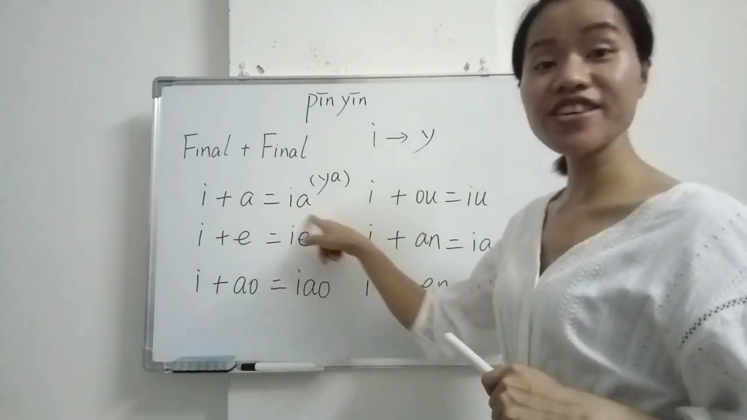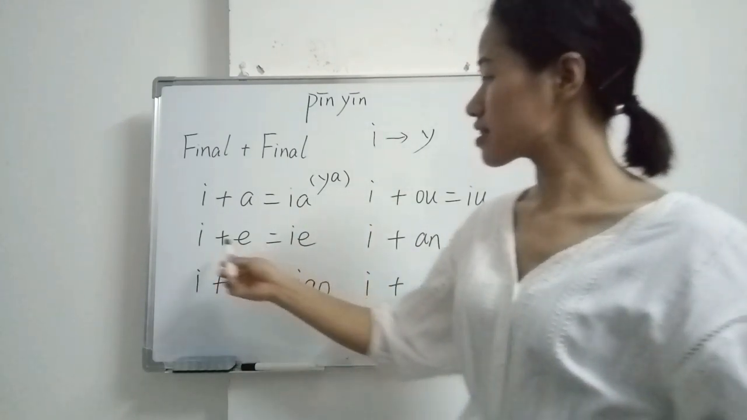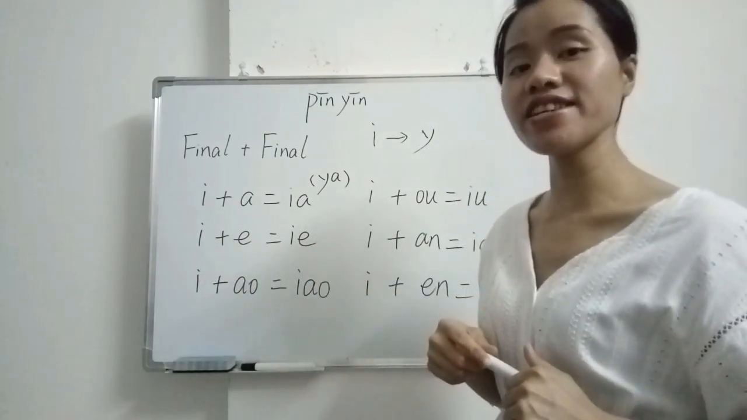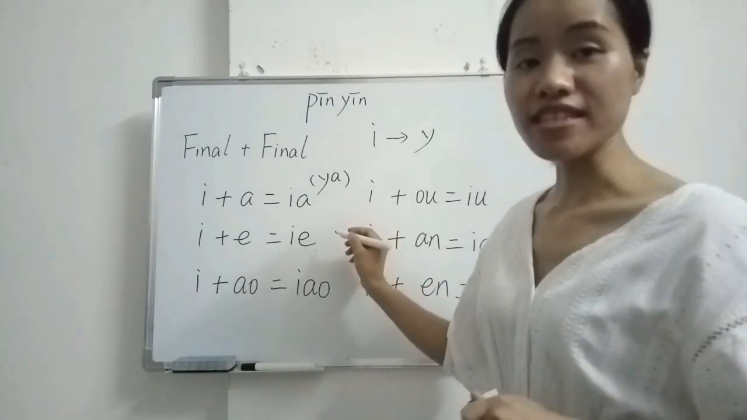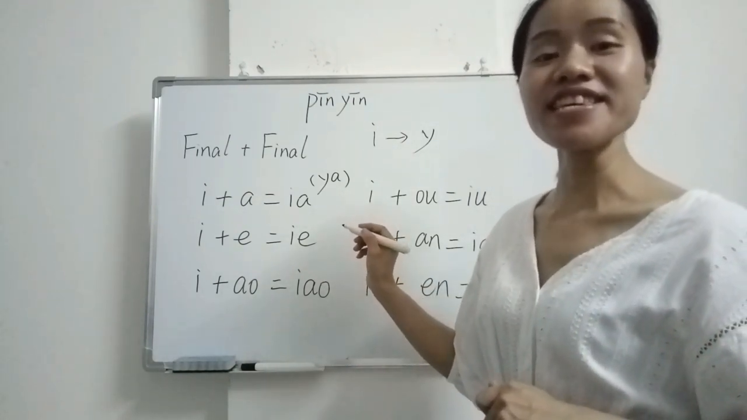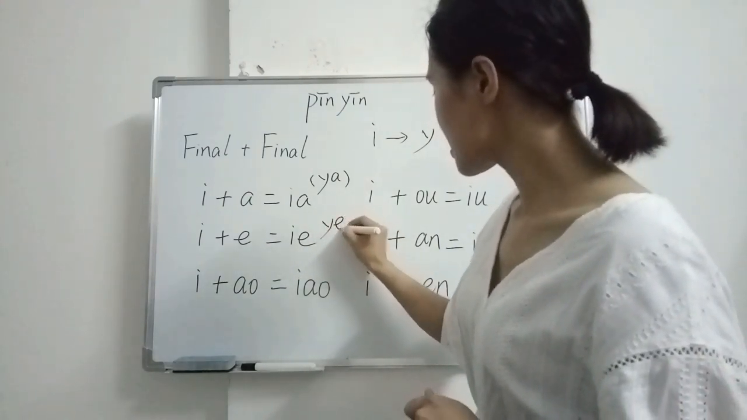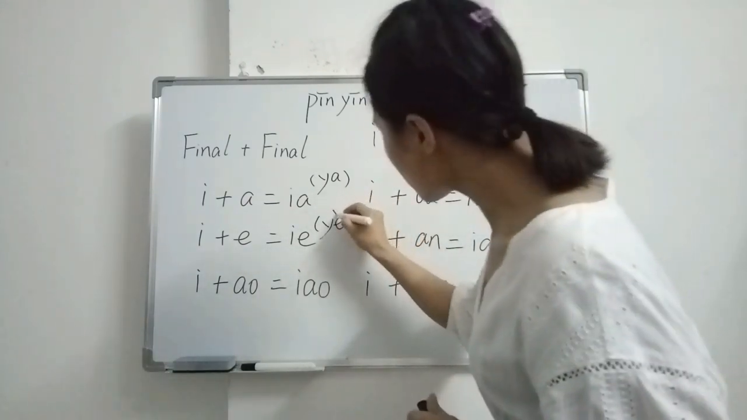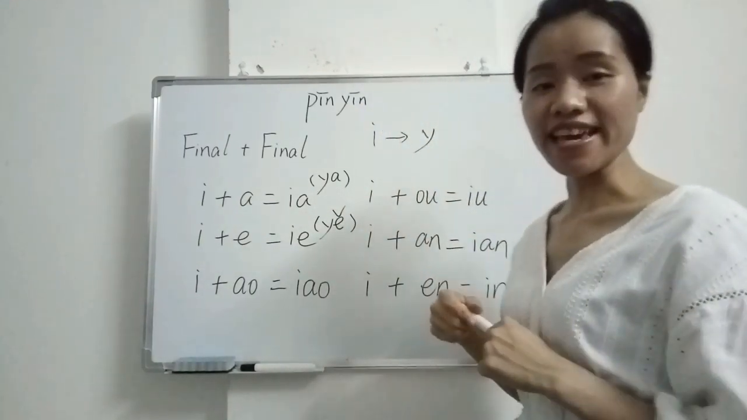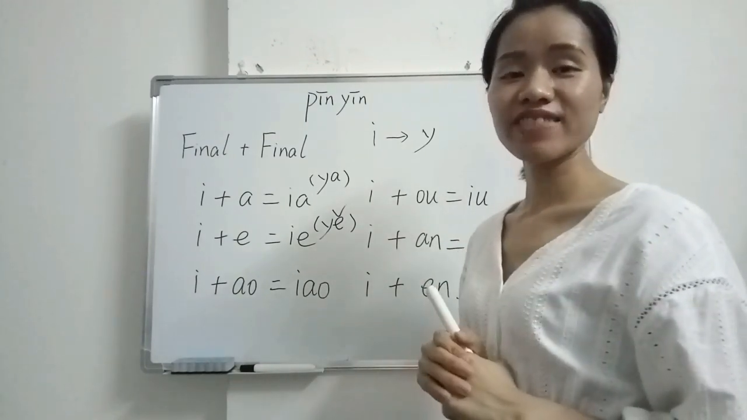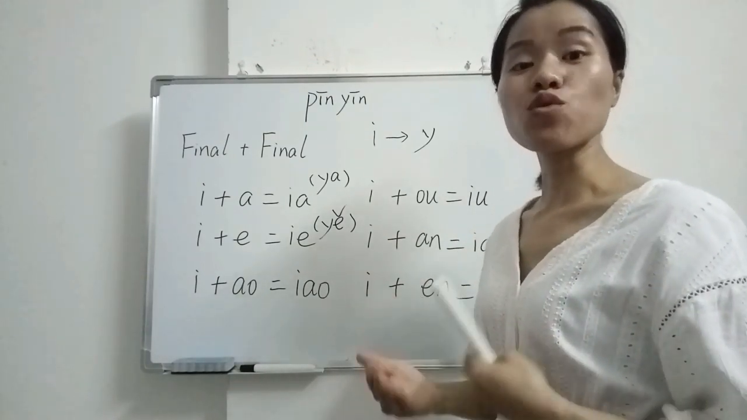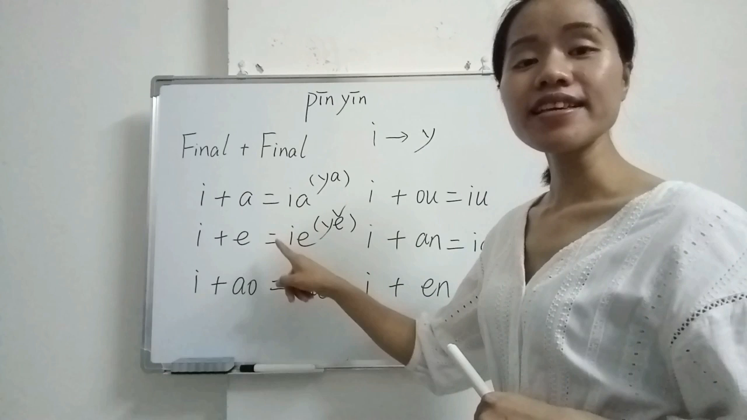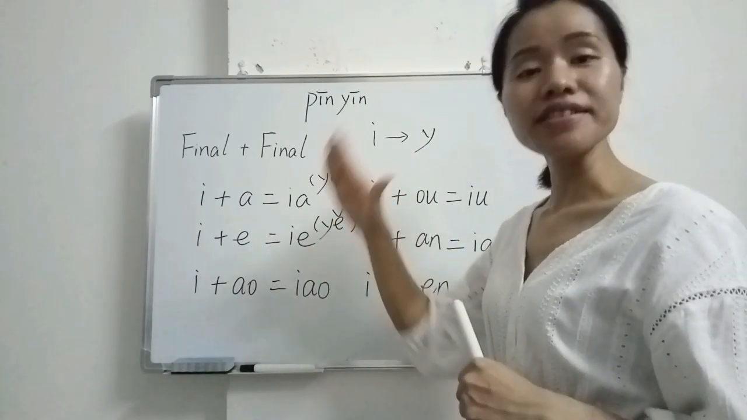Ya. And this one is y plus e, ye, ye, ye, ye, yeah. Just like English, yes, yeah. We can write it in this way. Ye, ye. We put the mark above the third tone, yeye, yeye. What does yeye mean? Yeye means grandpa, grandfather.